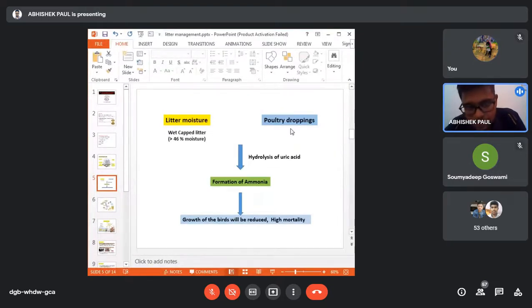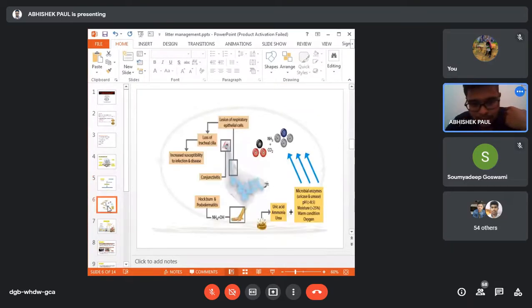So this uric acid with high moisture, if the litter material contains more water, there will be hydrolysis of the uric acid; the uric acid will break down into two parts. Because of this hydrolysis, there will be formation of ammonia, and this ammonia is very corrosive and irritating. Whether you have smelled ammonia or not, I do not know, but if anyone smells it, one can understand. Because of this ammonia, the bird will suffer from certain diseases. So this is the cycle. Have a look at how this cycle happens. This is the uric acid plus the wet litter material.